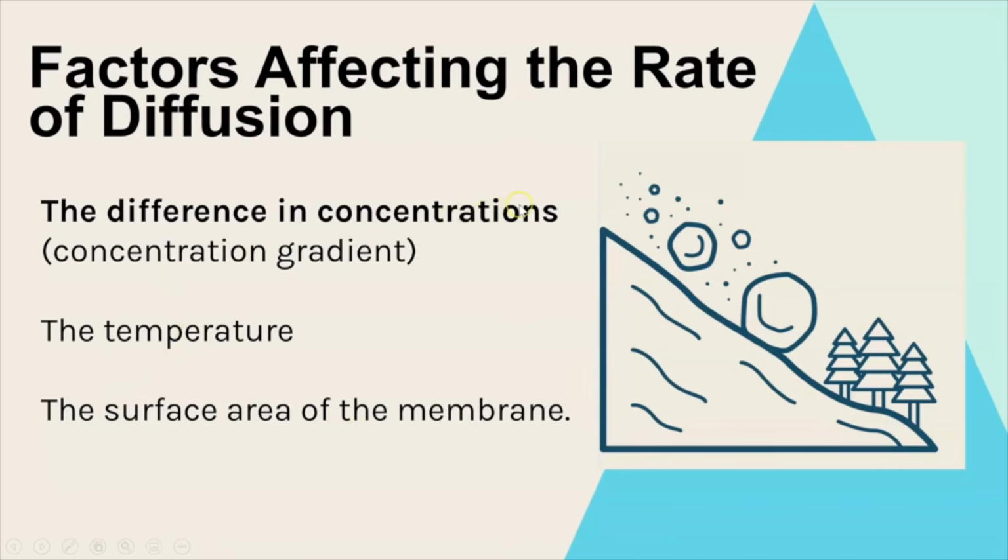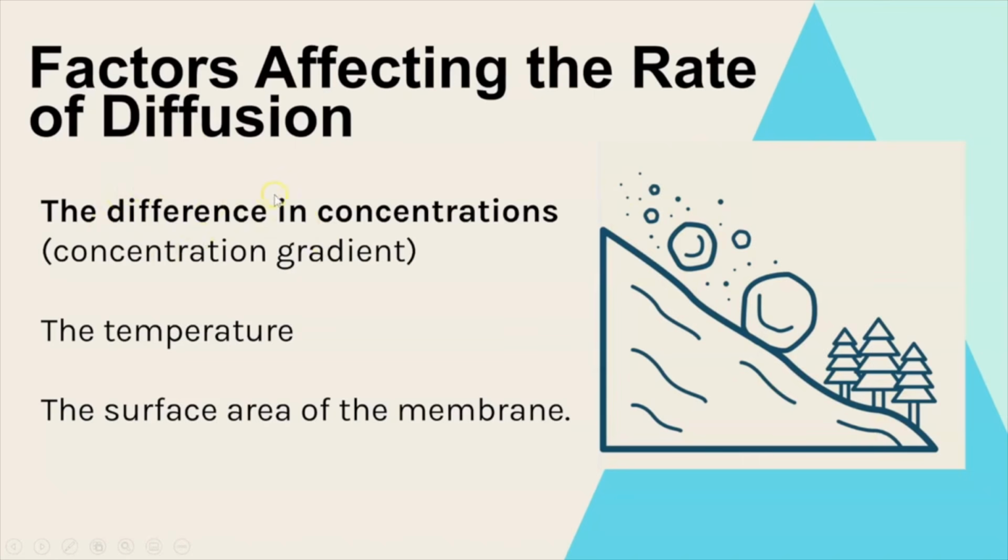So the difference in concentrations is the concentration gradient, and the steeper the gradient, the faster diffusion will happen. It's a bit like we can see here, these snowballs rolling down the hill. The steeper the gradient of the hill, the faster they're going to roll down. And it's the same idea with particles moving in diffusion.